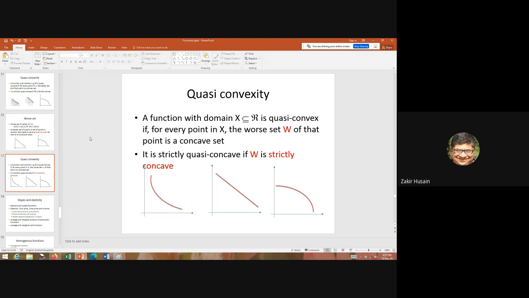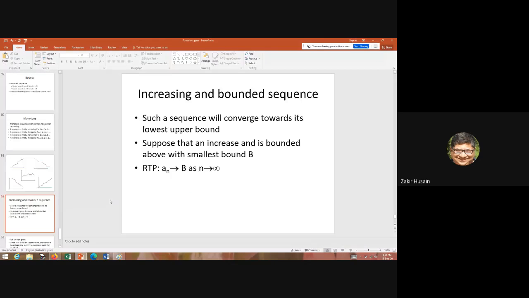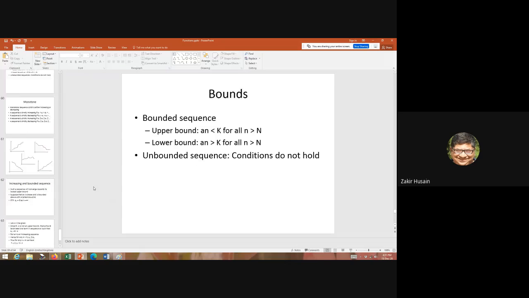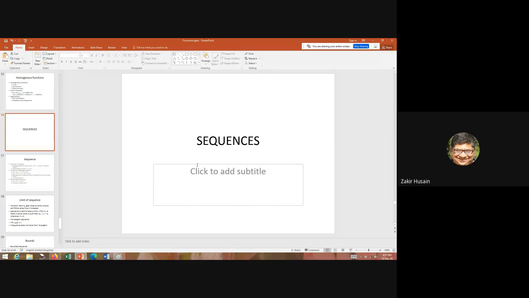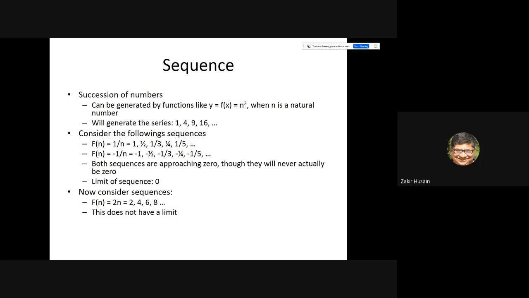Okay, so we've finished with functions, and I'll just discuss something of sequences. Not much, but I'll leave the theorem for the next class, and then I'll go to some applications. Now, what is a sequence? A sequence is, you can say, roughly a series. You have numbers which follow one after another. They can be generated by functions like y equal to n square, y equal to log x, y equal to 1 by n. For instance, y equal to n square generates 1, 4, 9, 16, like this.